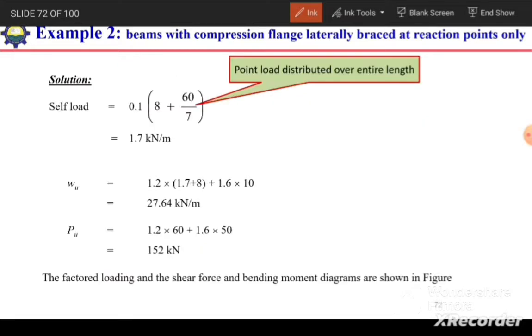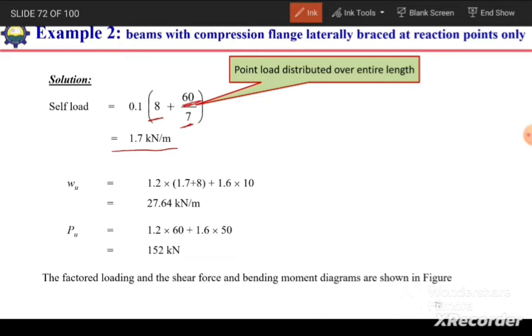So first of all, we need to estimate the self weight of the beam. In the case when the superimposed dead load is given, we can take 10% of the dead load as a self weight of the beam. In this case, the dead load in the form of uniformly distributed as well as point load is given. So the 10% of uniformly distributed dead load and the 10% of point load distributed over the entire length. Here 60 is the point load which is acting at the center, and we need to distribute it over the entire length to convert it into load per unit length. So the self weight will become 1.7 kN per meter.